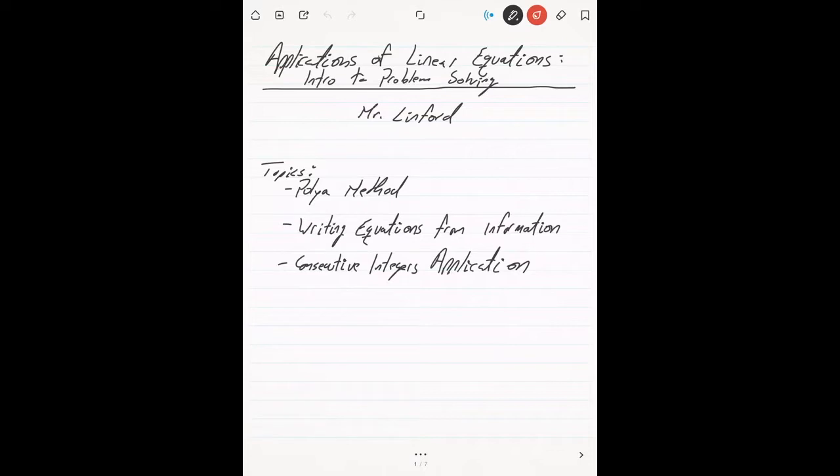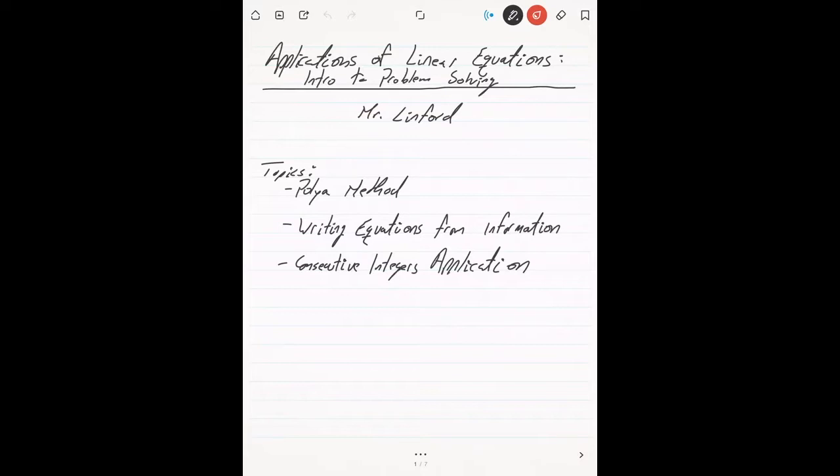In particular, we're going to look at applications of linear equations in single variables to solve real-world or application-based problems. We're going to start by reviewing the Polya method for problem solving, a technique that we can use for any of these application problems that we're working on.